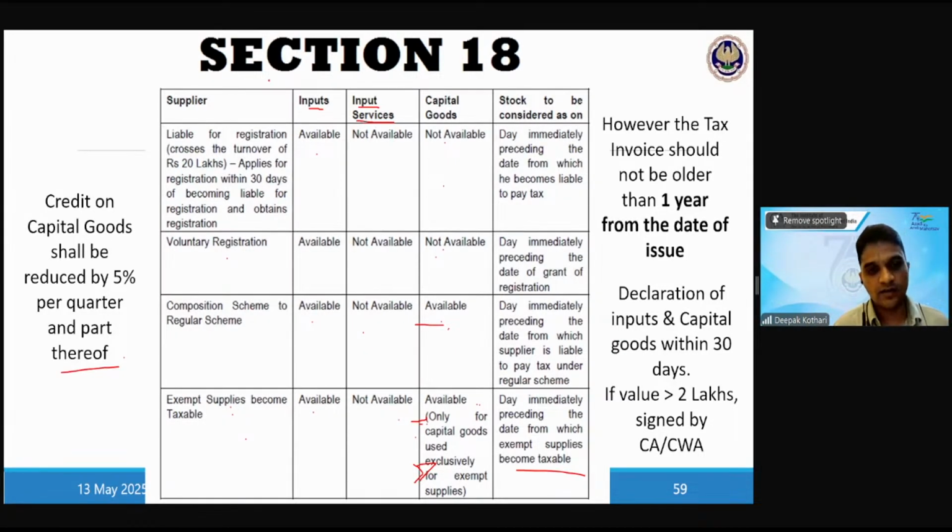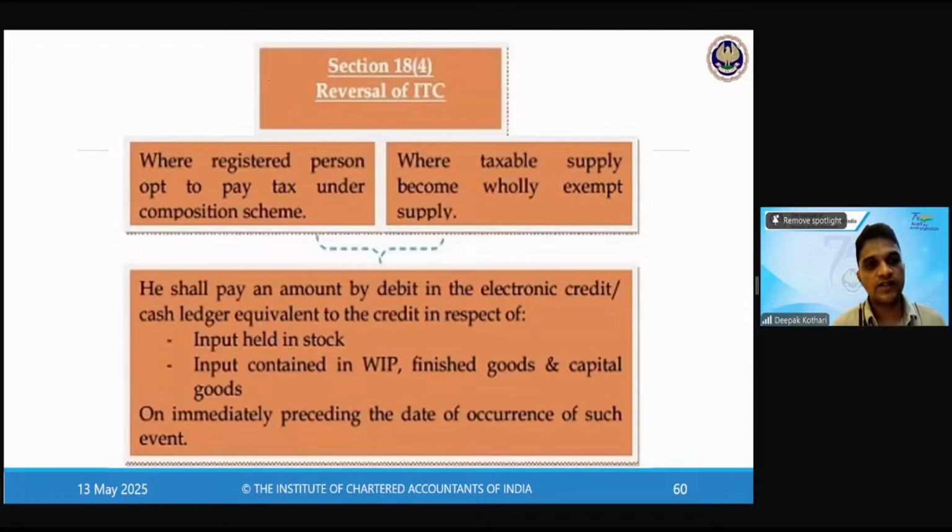That is 18.1. Now, 18.4 says where the registered person opts to pay tax under the composition scheme or where a taxable supply becomes exempt supply, then what he has to do. So we discussed 18.1. We will discuss 18.4 in the next session. Any doubts till here?